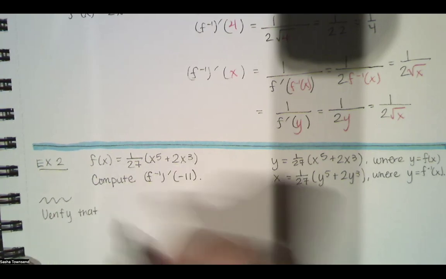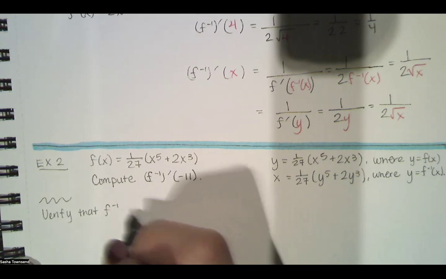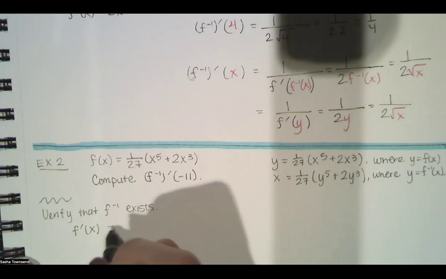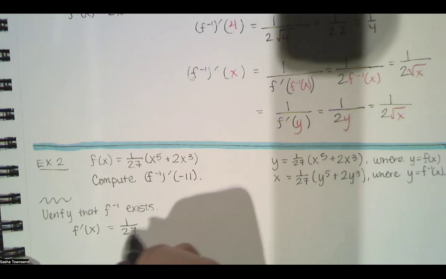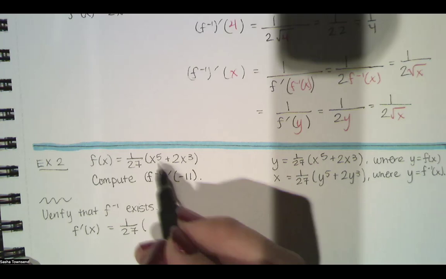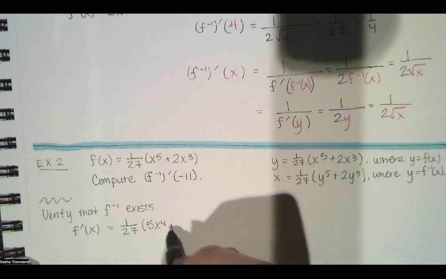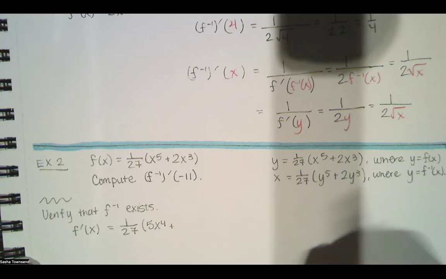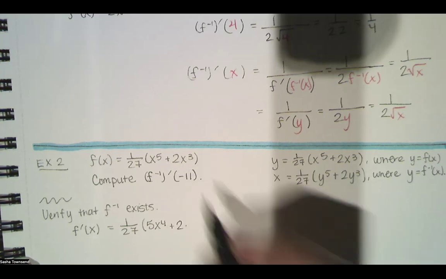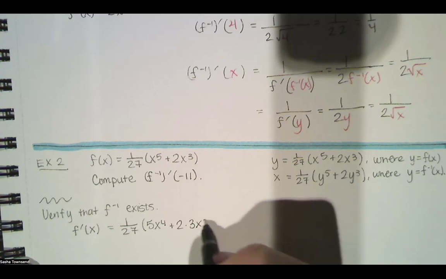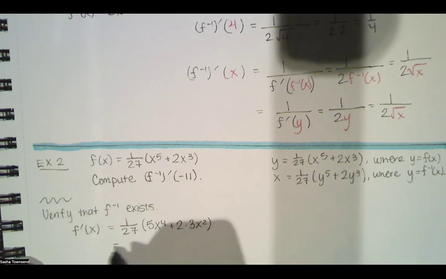by computing the derivative. So we'll say the derivative of f at x is 1 divided by 27 times the derivative of x to the 5th, which is just 5x to the 4th by the power rule, plus 2 times the derivative of x cubed. So that's 2 times, using the power rule, we get a 3 out front, times x to the 1 less power. So we get that.